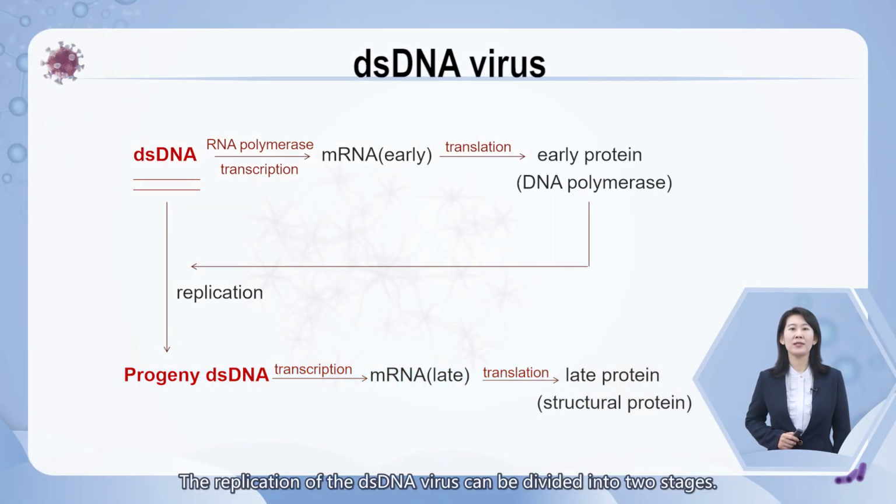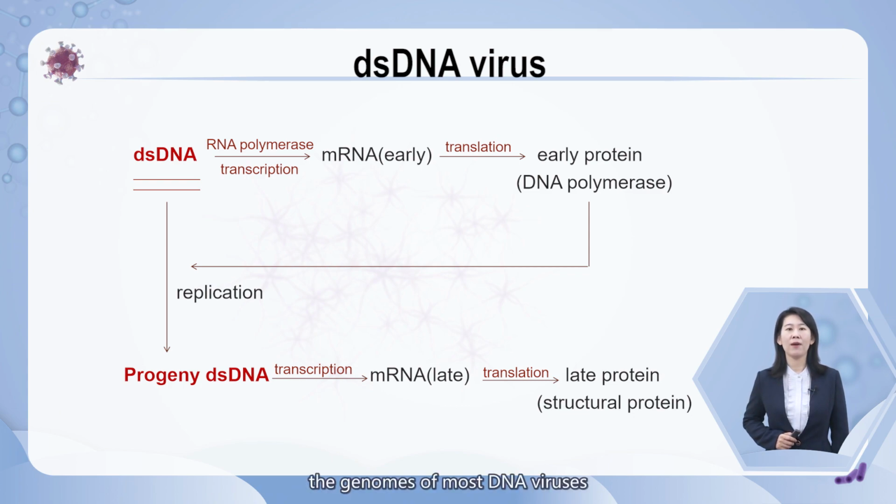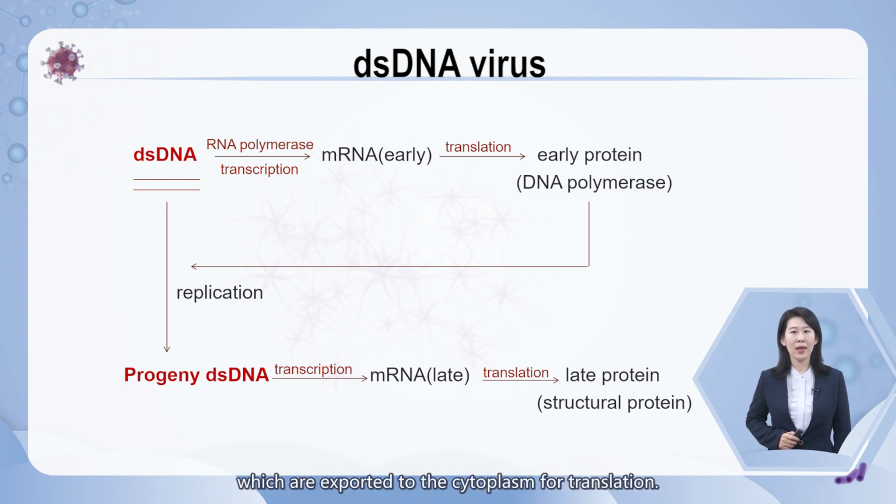The replication of the double-stranded DNA virus can be divided into two stages. In the early stage, the genomes of most DNA viruses are transcribed by the host DNA-dependent RNA polymerase, RNA polymerase II, in the nucleus to yield the viral mRNA, which are exported to the cytoplasm for translation.